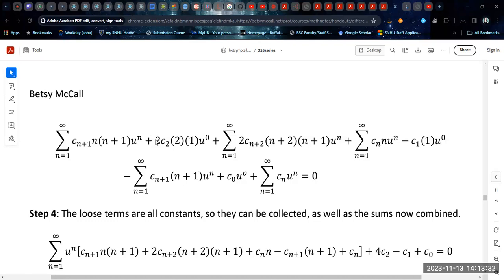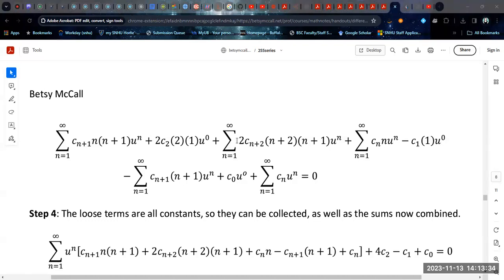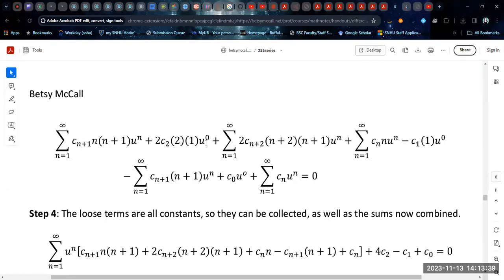So we have our C2 when n is 0: 0 plus 2 is 2, 0 plus 1 is 1, u to the 0. And then same thing, this one started at 1, so we were good. This one started at 0, so we pull out the n equals 0 term. Again, watch out for this sign out here because it distributes, and so both terms are negative. And then this one also started at 0, and so we pull out the 0th term.